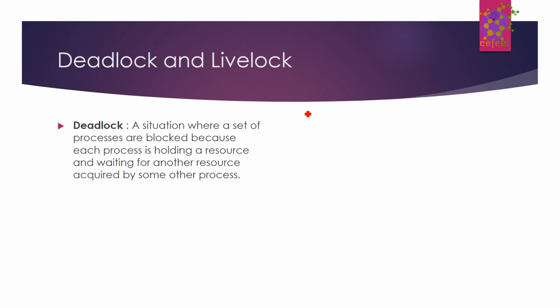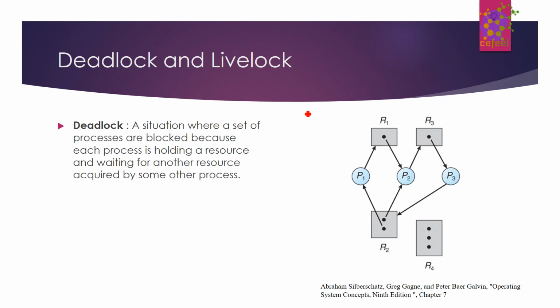So when we have a set of processes which are blocked because each process is holding a resource and waiting for some other resource, then we say a deadlock has occurred, because none of the processes are able to proceed and all the processes are stuck, and there is absolutely no work getting done in the system. None of those processes can continue and perform any task.